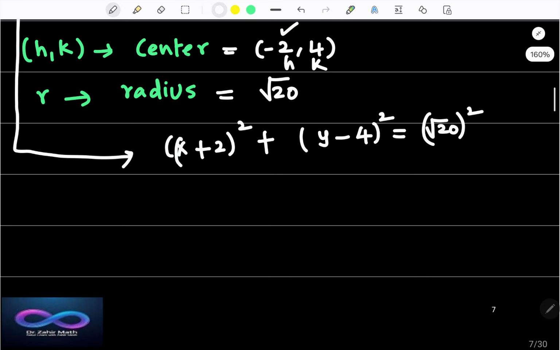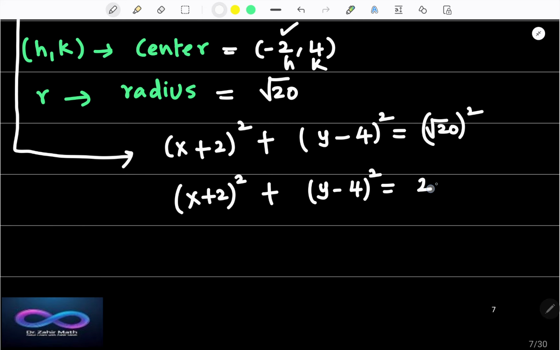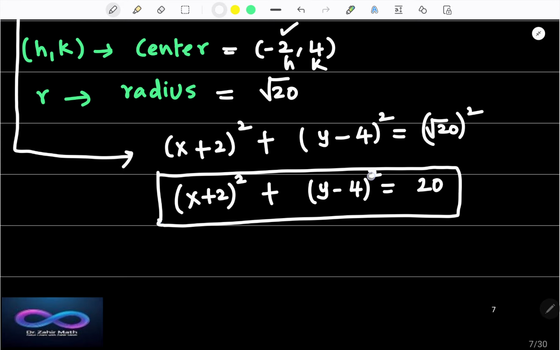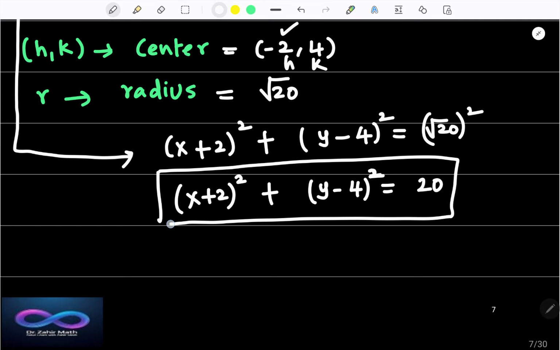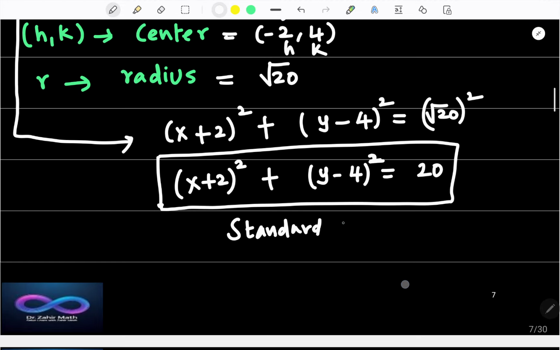So this equals x plus 2 the whole square plus y minus 4 the whole square equals square root of 20 square, which is what? 20, right? Because the square root will go away. If you don't know, you can put it in the calculator also. Clear? Yes. So this is called what? Standard form of the equation of the circle.